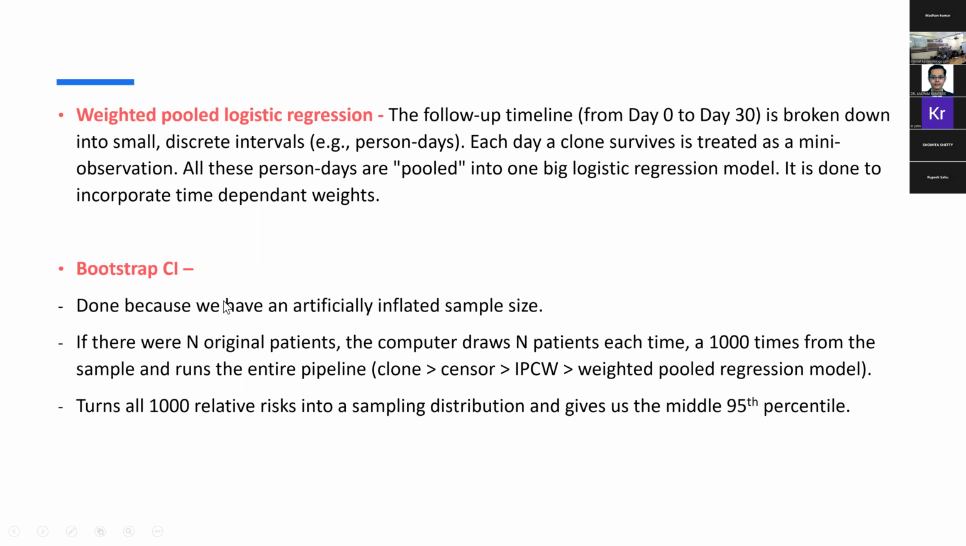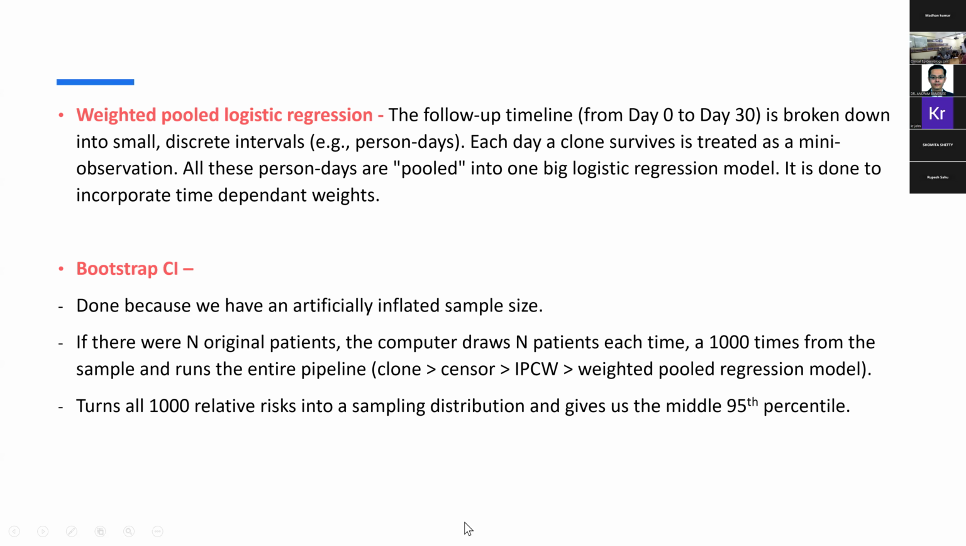Bootstrap CI means, like I told you, sometimes when we are cloning, you can have an artificially elevated sample size. So you have to do this bootstrap confidence interval. If this trial was supposed to have 5,000 patients and I made 10,000 or 20,000 clones, you can make however many, depending on how many interventions you have.